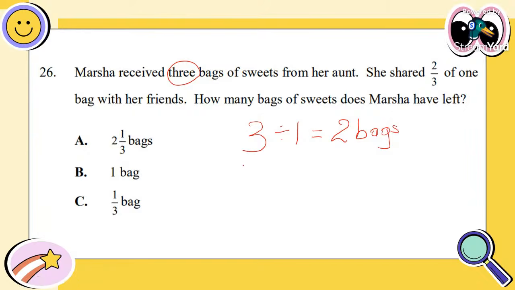I want to take some time to draw this 1 bag. And I'll put it in thirds, just like this. So we have 2 bags that Marsha has left. But with 1 bag, she shared only 2/3 of that 1 bag with her friends. So 1/3, 2/3.